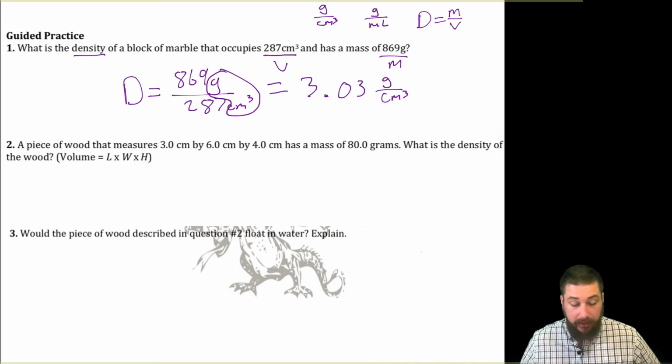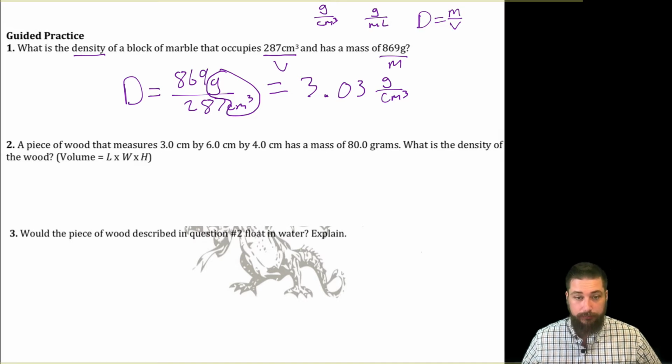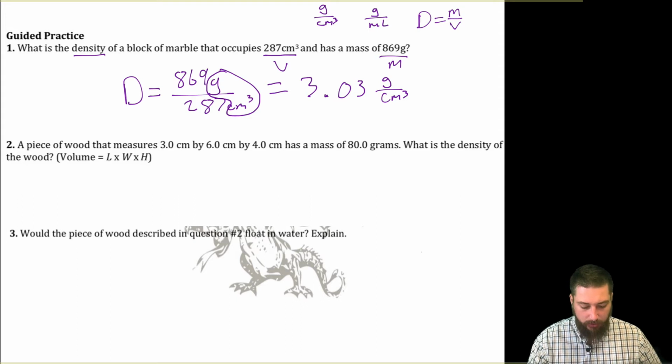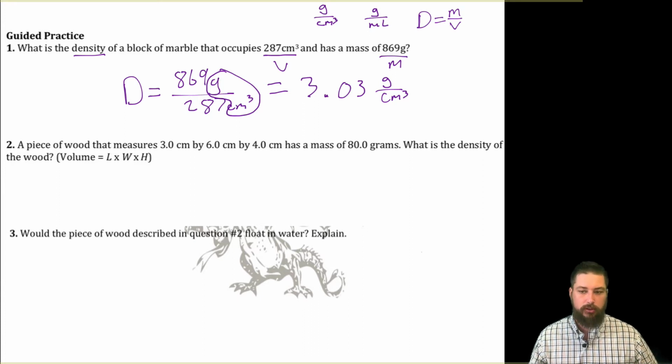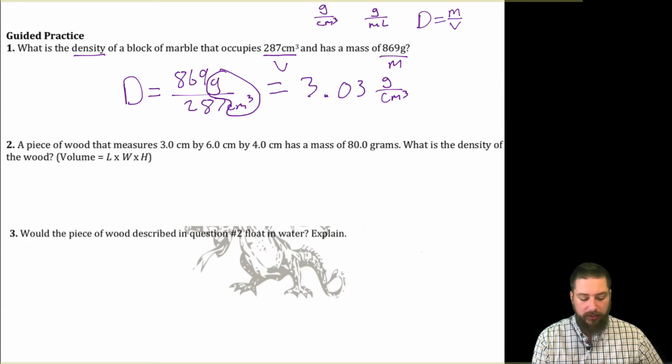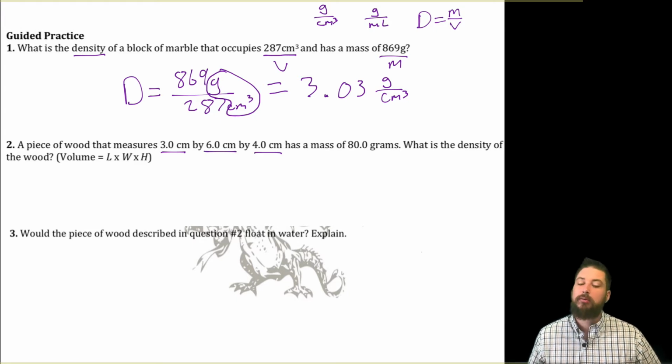Alright, so let's go ahead and look at this next one here. This next one gives us a piece of wood that has a certain length, a certain width, and a certain height. And then it also gives us the mass. And it's asking what is the density of the wood. Well, if we have a length, a width, and a height, what can we do with that? Well, we can multiply them all together to figure out the volume.